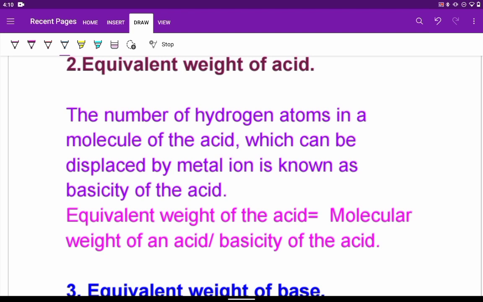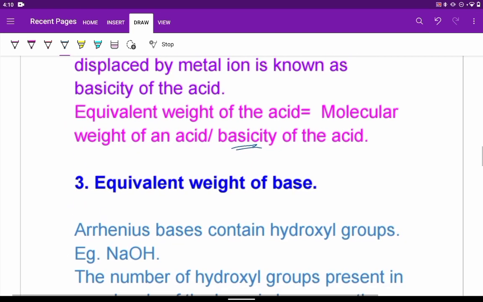So once we calculate the basicity, we can find out the equivalent weight. For an acid, the equivalent weight of the acid is equal to the molecular weight of the acid divided by the basicity of the acid. And what is basicity? The number of hydrogen atoms which can be displaced by a metal ion. So we can calculate equivalent weight for an acid also.